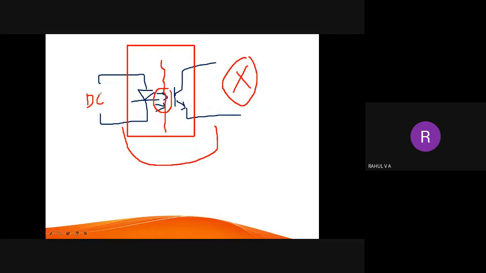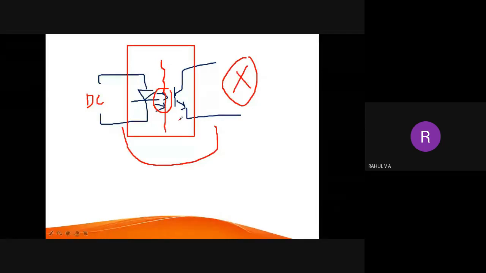Similarly, if anything happens this side, this LED will get burnt. It will not affect the transistor part. So that means electrically isolated. So in the case of AC, if you need to provide isolation, you have to use the transformer. In the case of DC, if you want to provide isolation, you have to use optocoupler.